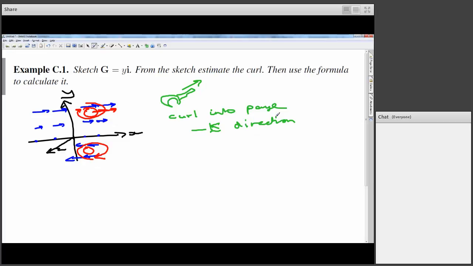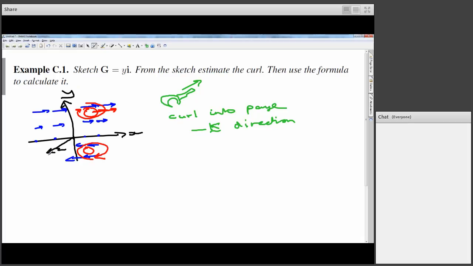And let's make sure. So that's the negative k direction. We don't know what the magnitude is, so we can't see from the picture just how much it's spinning, admittedly. It could be spinning really fast or really slow. So it's proportional to this, but it's always pointing into the page. So it's at least that direction. Everyone okay with that?